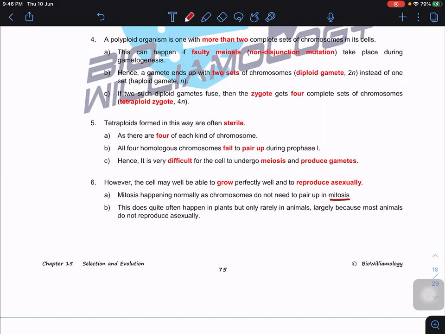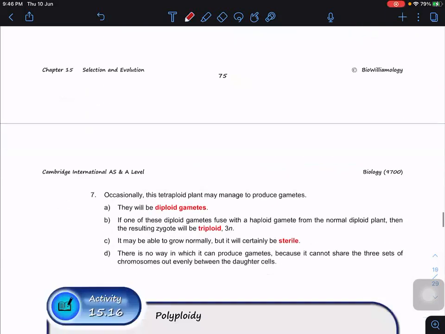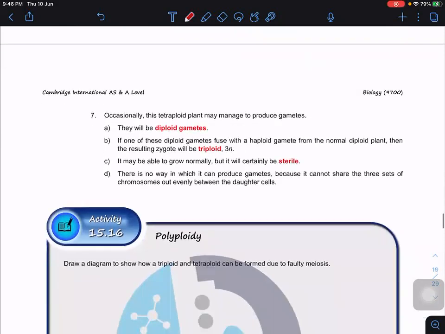So occasionally, these tetraploid plants may manage to produce gametes. These gametes will be diploid gametes. If one of these diploid gametes fuses with a haploid gamete, it's going to form a triploid, 3n. It may be able to grow normally, but it will certainly, in this case, be 100% sterile. Just now we said that generally they are sterile, but now this one is 100% sterile, because three chromosomes can't pair up.